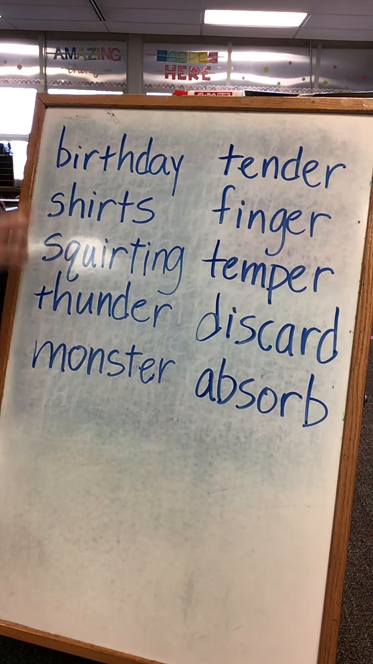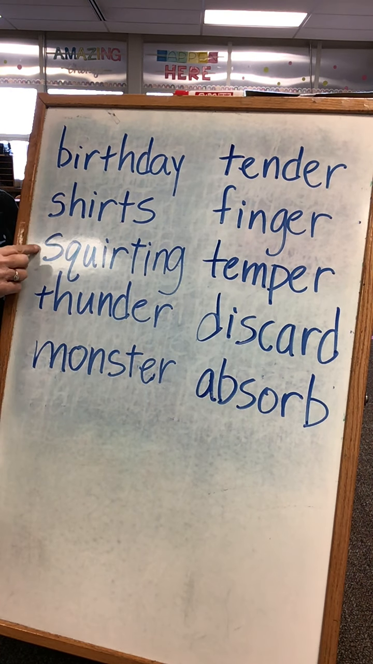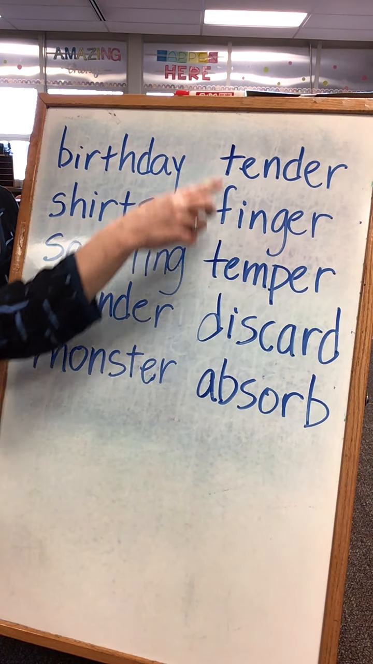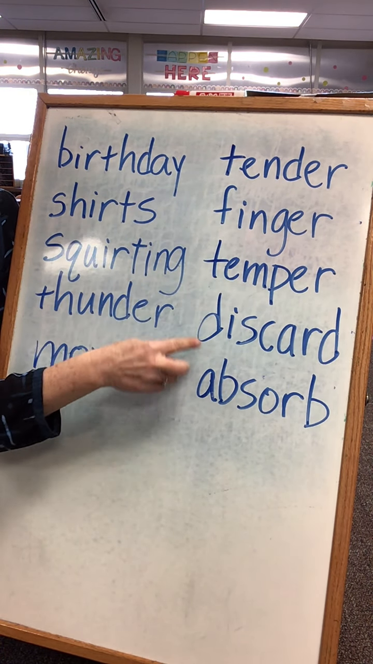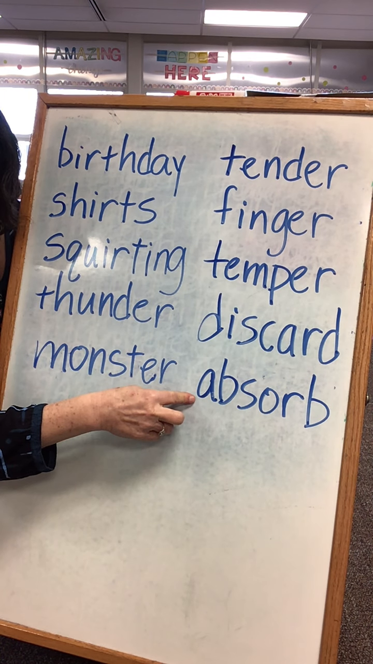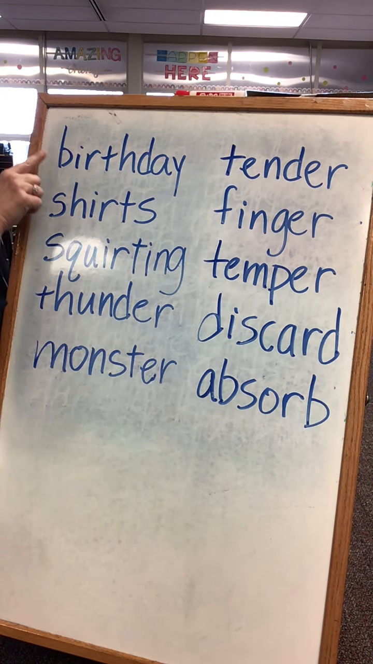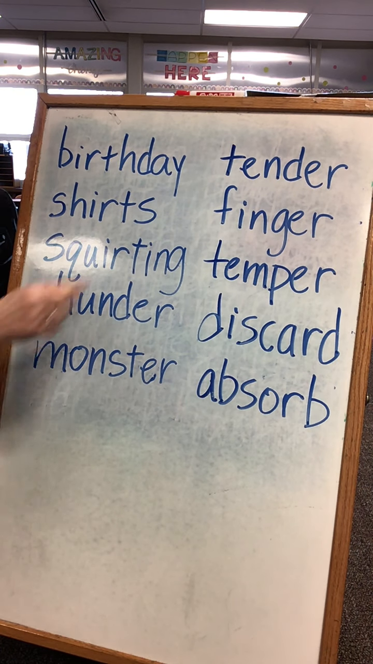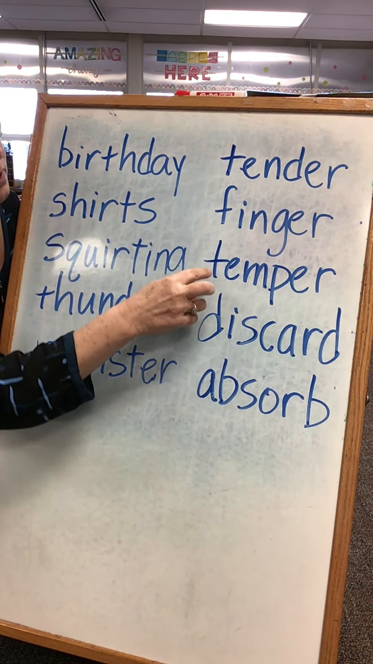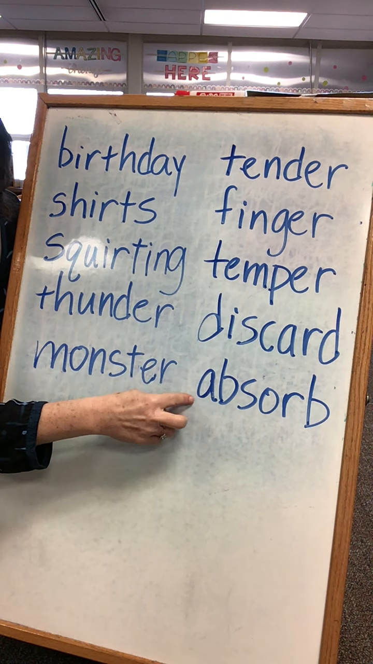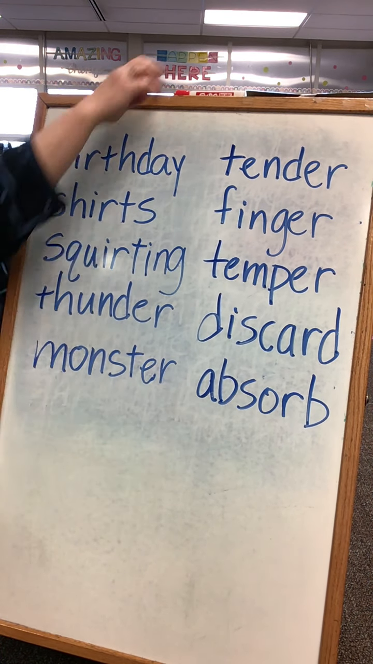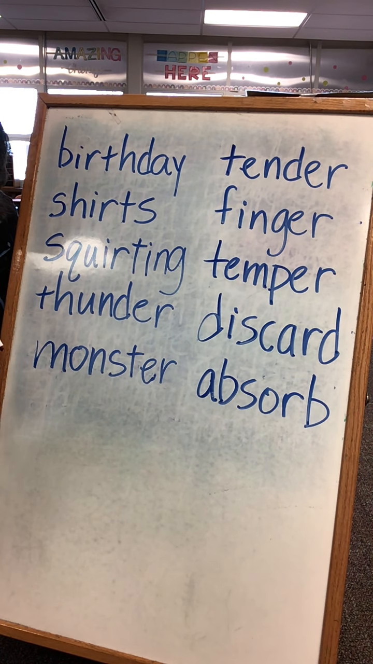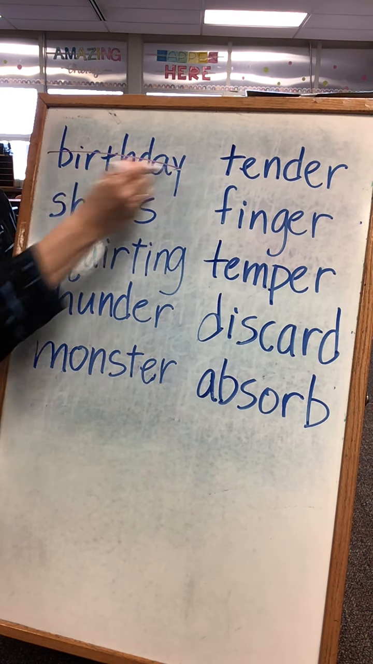All right, here we go. Medium fast. Birthday, shirts, squirting, thunder, monster, tinder, finger, temper, discard, absorb. All right, let's go fast. Birthday, shirts, squirting, thunder, monster, tinder, finger, temper, discard, and absorb. All right, here we go. On your mark, get set, go.